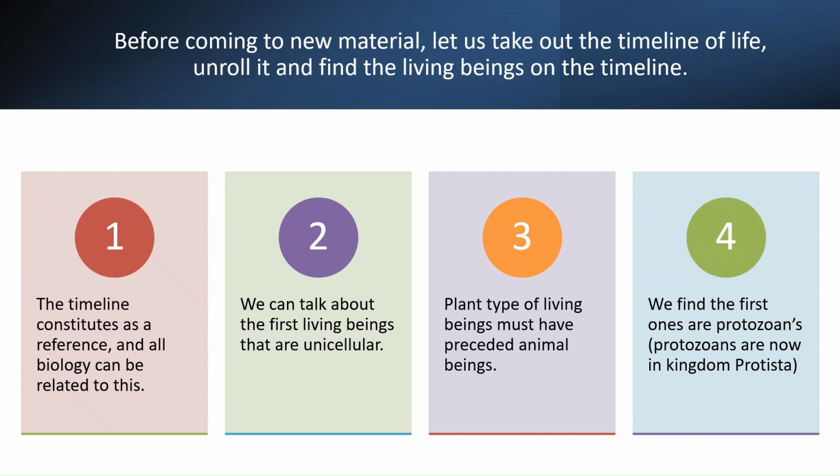Before coming to the new material, let us take out the timeline of life, unroll it and find the living beings on the timeline. The timeline constitutes a reference and all biology can be related to this. We can talk about the first living beings that are unicellular. Plant type of living beings must have preceded animal beings. We find the first ones are protozoans. Now protozoans are in the kingdom called Protista.